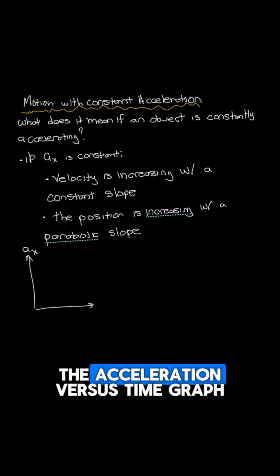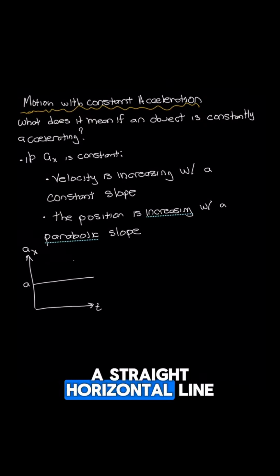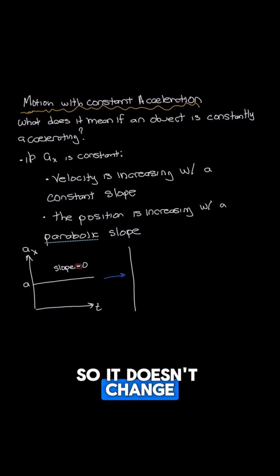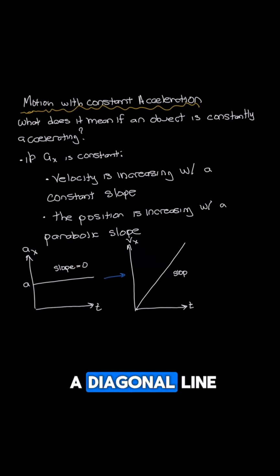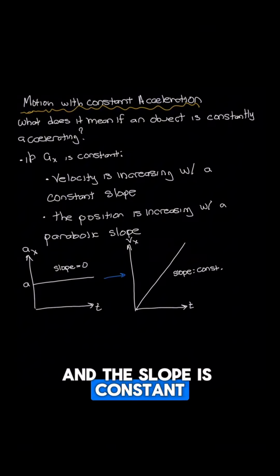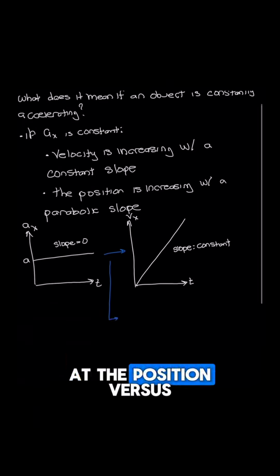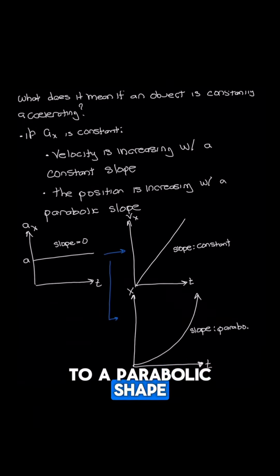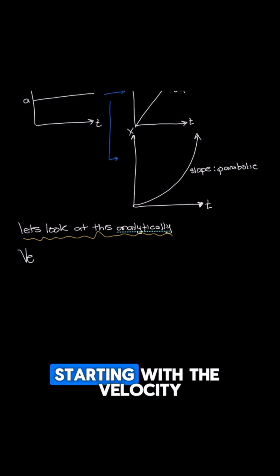So if we draw the acceleration versus time graph, we can see that the acceleration is just a straight horizontal line. The slope is equal to 0 because it's at a constant acceleration, so it doesn't change. And if that converts over to a velocity versus time graph, that would be just a diagonal line, and the slope is constant because the velocity is constantly increasing. And if we look at the position versus time graph, constant acceleration is converted to a parabolic shaped slope for the position versus time. Now we can look at this concept analytically, starting with the velocity.